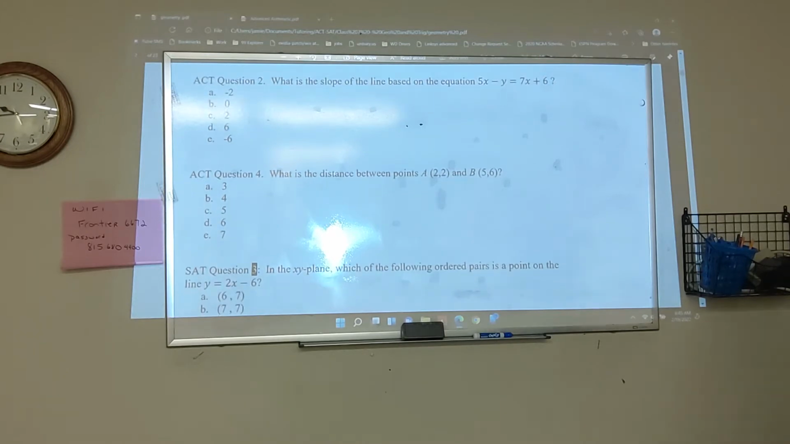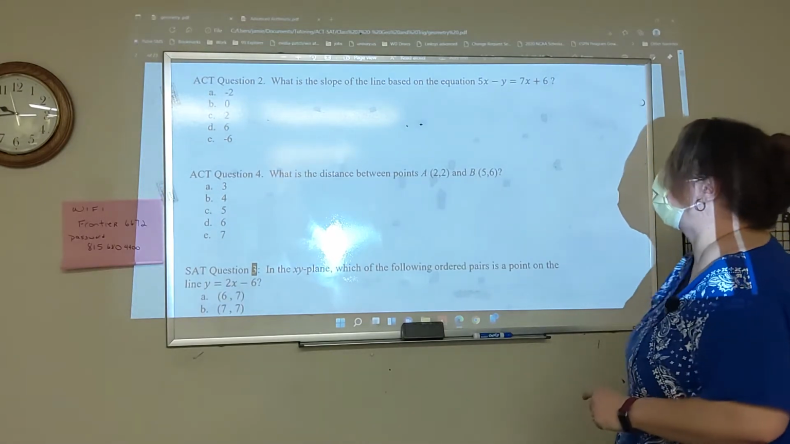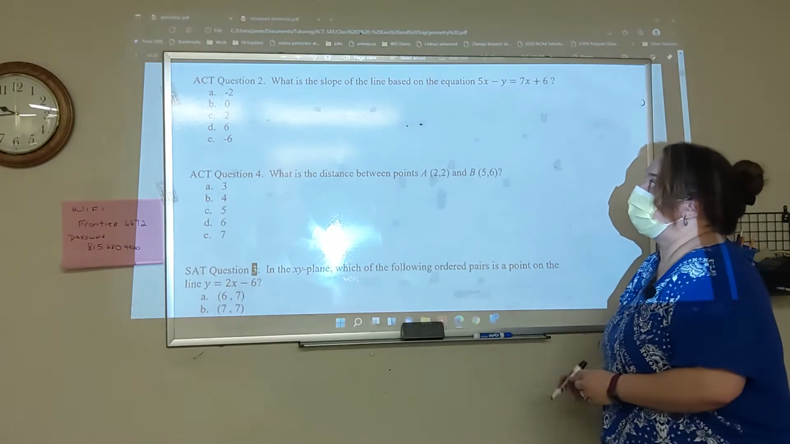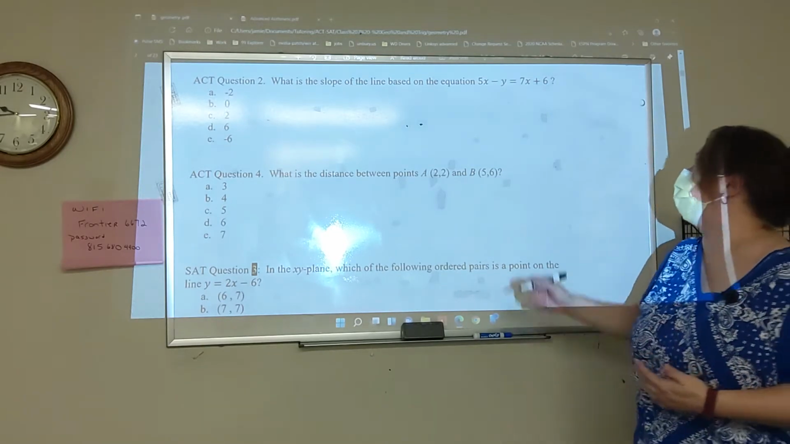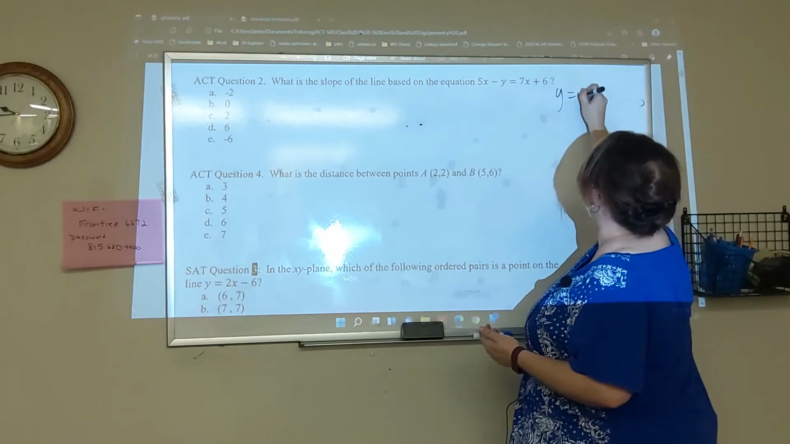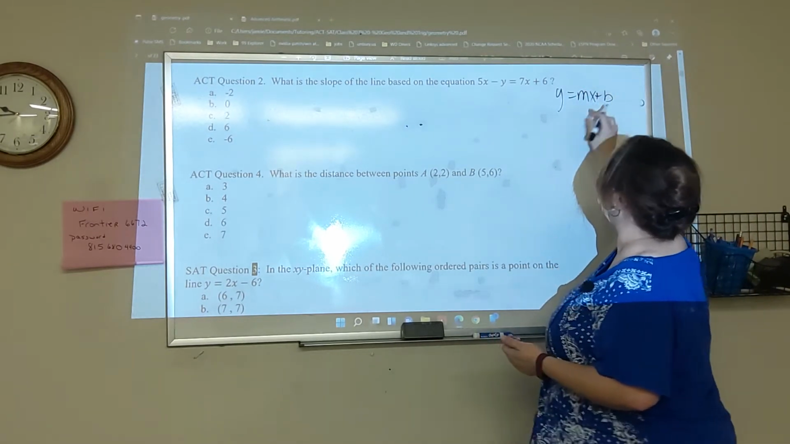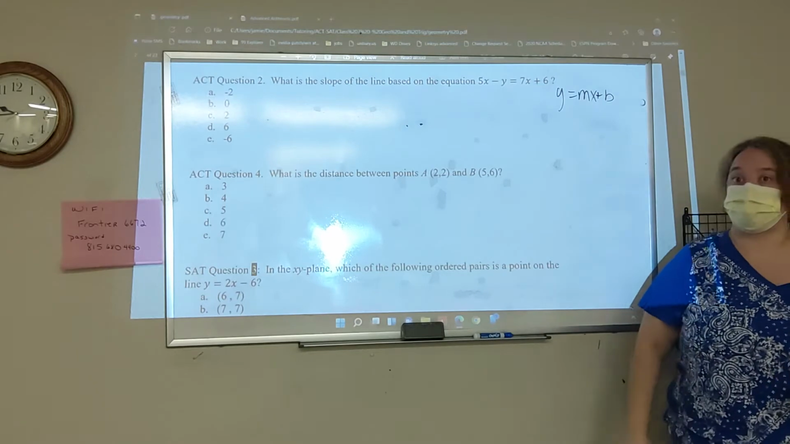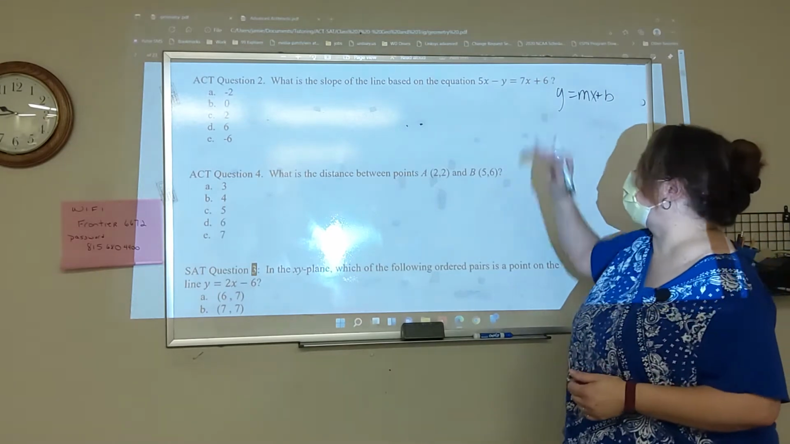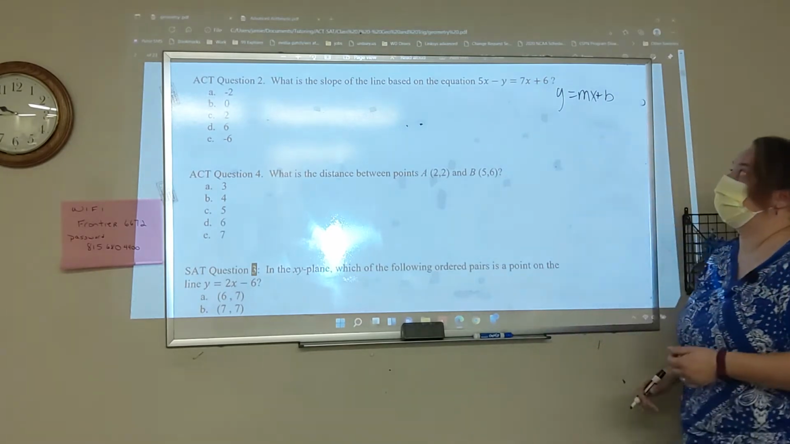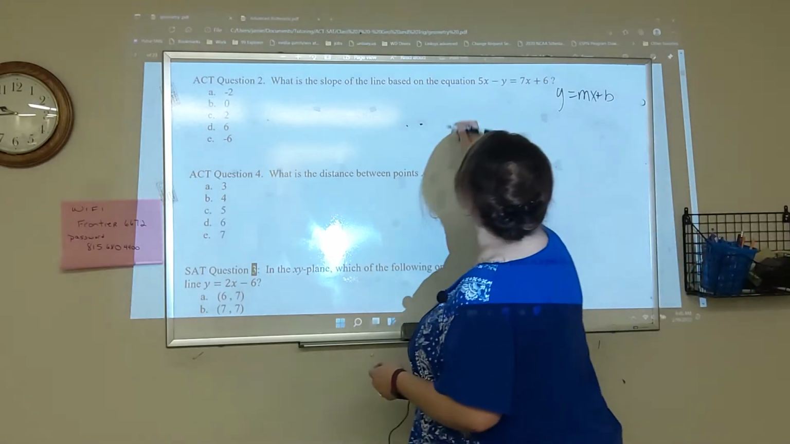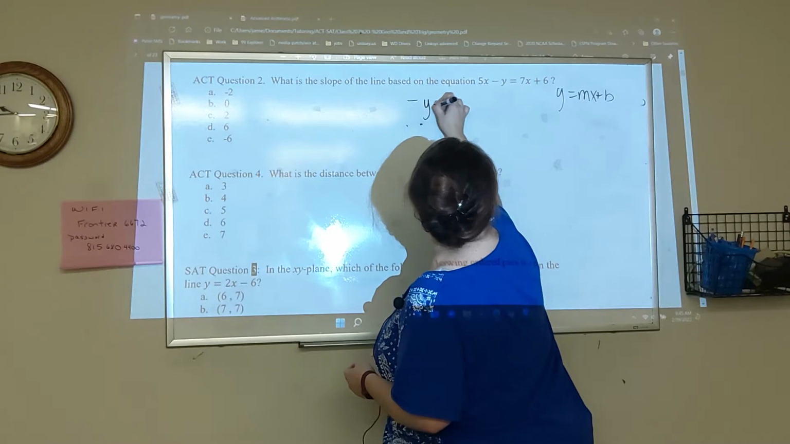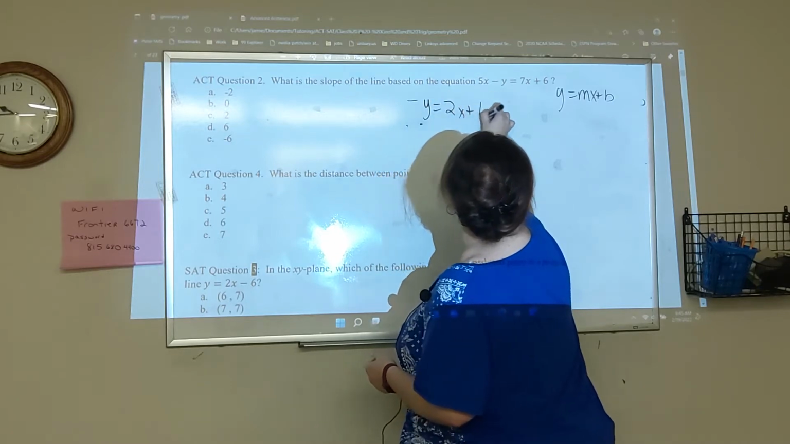Let's look at ACT number 2 for a minute because people do have trouble with this one. What is the slope of the line based on the equation? If I want to get the slope out of an equation, I need it in y equals mx plus b form. That way I can pluck that m, that slope, right out of there. So I'm going to solve this for y. First thing to do is subtract 5x from both sides. So I'm going to have negative y equals 2x plus 6.